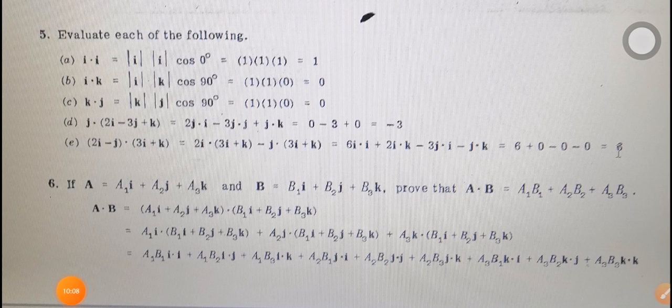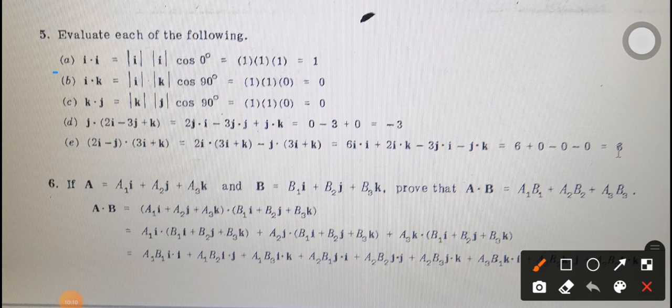Next we have question number 5, and we are already done with the A, B and C parts. Here is part D: j dot (2i minus 3j plus k), that is, we have to find the dot product. There are two methods to solve this. Number one, we can apply the property that this is going to be j dot 2i minus 3 into j dot j plus 1 into j dot k, and then two of these terms will be 0 and one will be 1, so the answer will be minus 3.